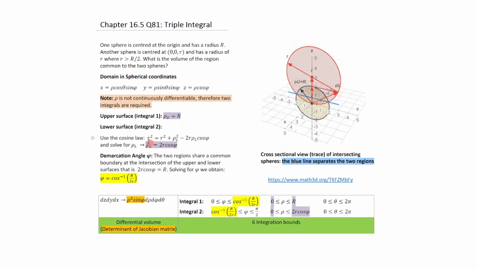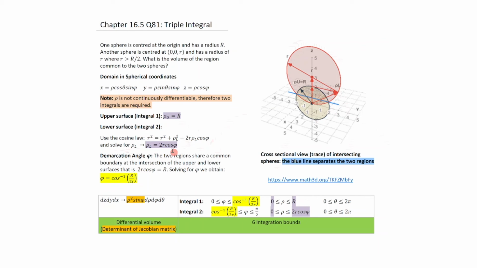For triangles, r squared equals r squared plus rho l squared minus 2 r rho l cos phi. Cos phi is basically the angle in here, and we have an r, this is rho l, we have an r here, and we have an r here. So you can express this length in terms of this length and the angle between the two, and that actually is cosine phi. Anyway, if you simplify that, you get rho l equals 2r cosine phi.